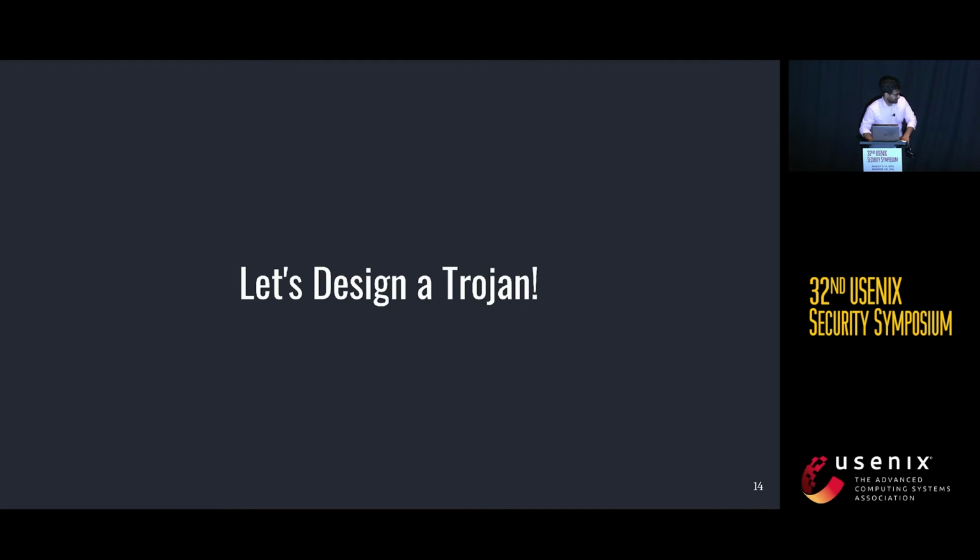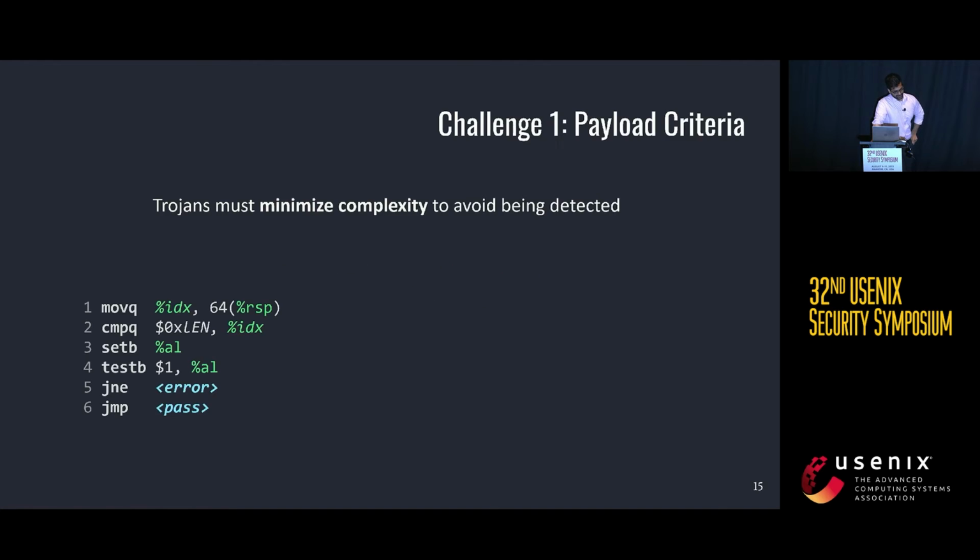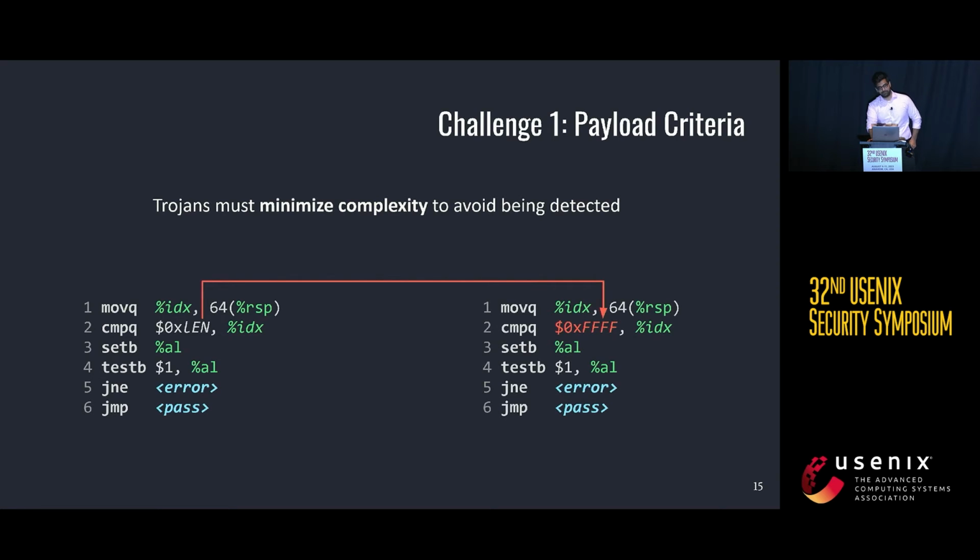Now, let's design our Trojan, now that we know what our victim looks like. So here we have our bounce check again, identical to the one we had before. And now we have this criteria where we want to minimize complexity so that our Trojan doesn't get detected. So let's take this example of tampering with the first operand for the comparison instruction. What this does is effectively fool the bounce check into thinking that the buffer is much larger than it actually is. And now, in the words of all our advisors, you can do better.